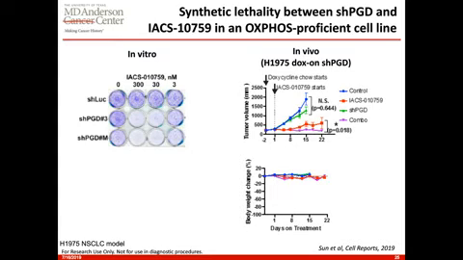And in vivo, in H1975 cells with the DOX-inducible shPGD, PGD inhibition as a single agent actually does not have very much effect in the OXPHOS proficient model. And the 10759 has some response, which is the red line you can see on the right. It definitely suppresses tumor growth. However, the model progresses on treatment. And the combination of PGD inhibition and the 10759 is able to cause robust tumor regression. So in a second model with a reduced level of PGD, we're able to see a robust response of IX-10759.